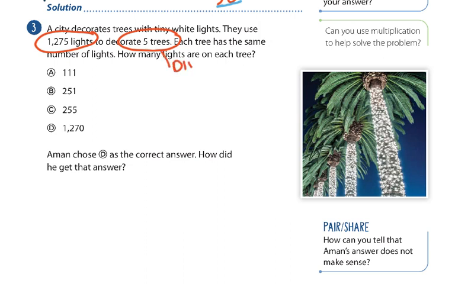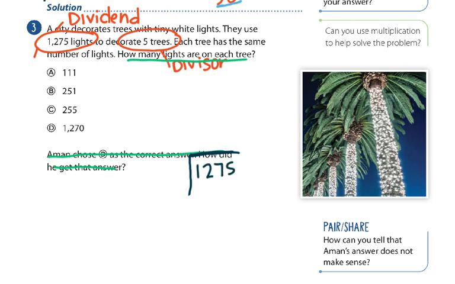This is your divisor. This is your dividend. Underline the question. How many lights are on each tree? I'm not going to worry about what Ammon shows. I'm going to use his area to write my problem. I'm going to actually make it a division right there. 1,275, divided by 5.